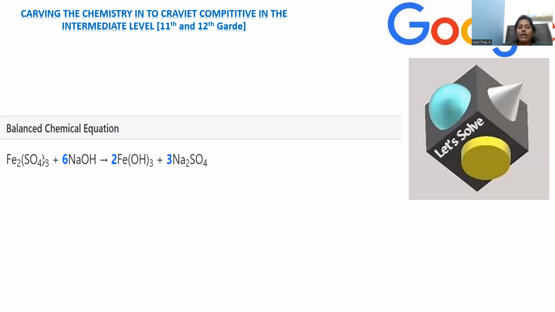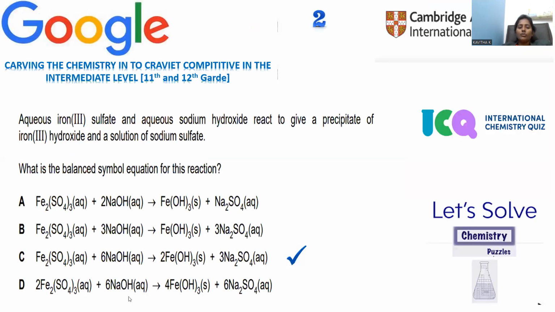This indicates what? 1 mole of ferric sulfate reacted with 6 moles of sodium hydroxide gives 2 moles of ferric hydroxide and 3 moles of sodium sulfate. This will be the completely balanced equation. Entire atoms from reactant to product side are equal, right? So for question number 2, option number C will be the correct answer.